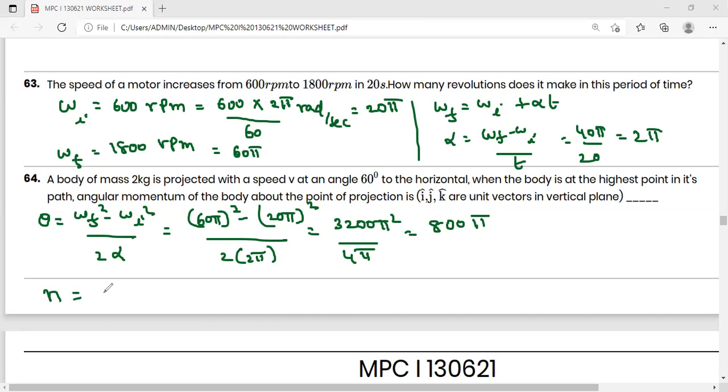Number of rotations is nothing but total angle by 2 pi. Total angle by 2 pi. That pi and pi will get cancelled here. Then it will be 400 rotations. Total rotations it can make is 400 rotations.